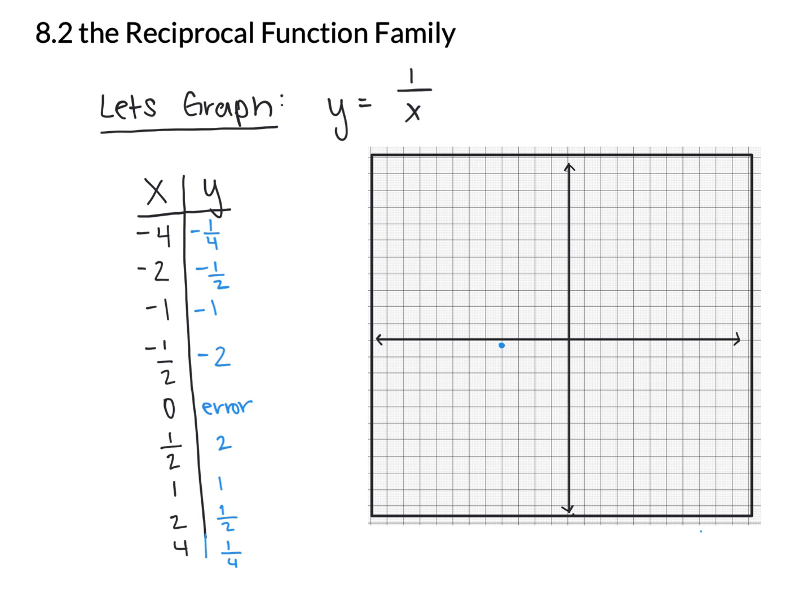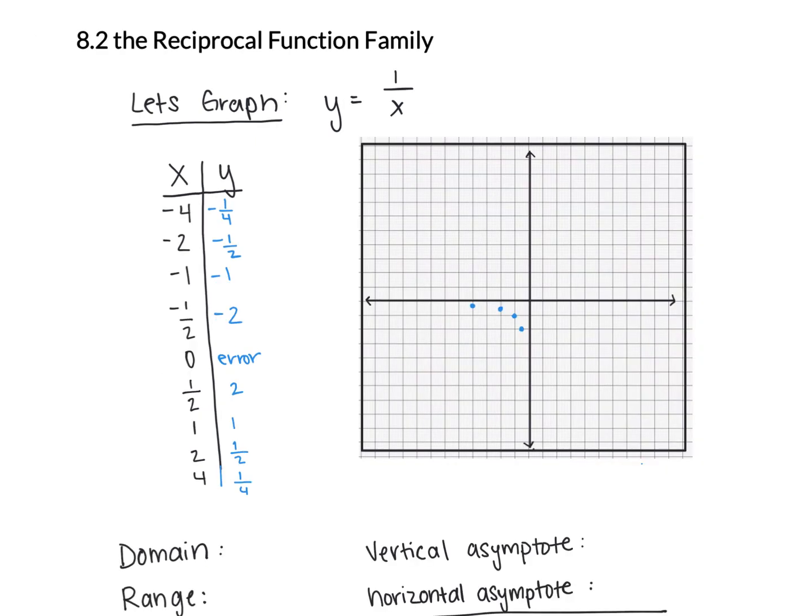And then I'll plot -2, -1/2. So I'll go halfway down the block. I'll plot -1, -1. I'll plot -1/2, so I'll go halfway left, -2. Then we'll plot the remaining points. So we'll go 1/2, 2, 1, 1, 2, 1/2, and 4, 1/4. So go ahead and plot the remaining 4.